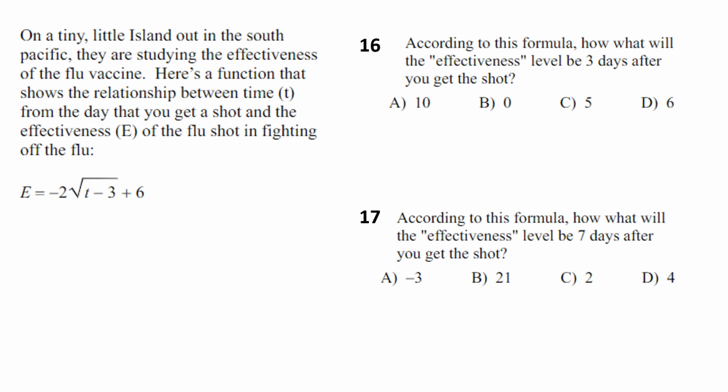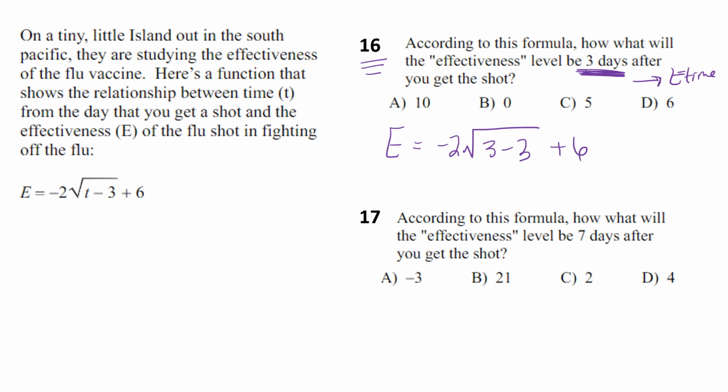All right, according to this formula, for number 16, what will be the level of effectiveness after 3 days? Okay, so what were they represented by in the equation? Are they T for time or are they E for effectiveness? Ding, ding, ding, T for time. So you are going to find the effectiveness level by substituting in a 3 for the T under your radical. That's it. Now simplify.